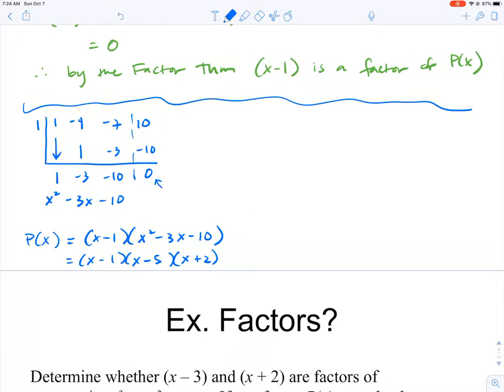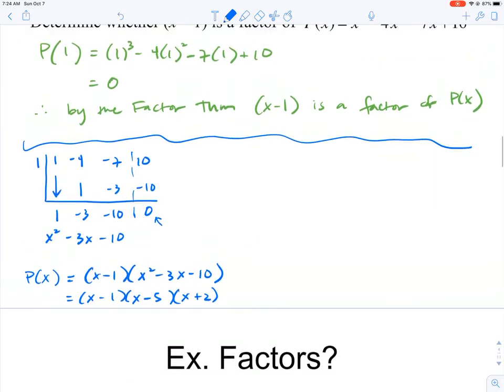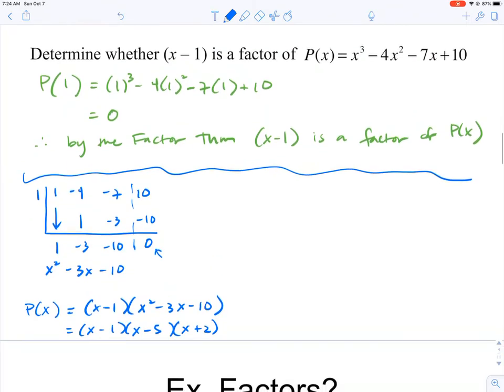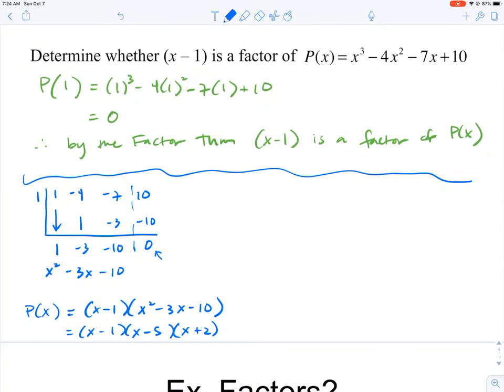Those correspond to x-intercepts. So we can just do a lot more whenever we test whether or not a polynomial is a factor of another polynomial using either long division or synthetic division. Because if it is a factor, then we can find what times that factor would give us our polynomial.